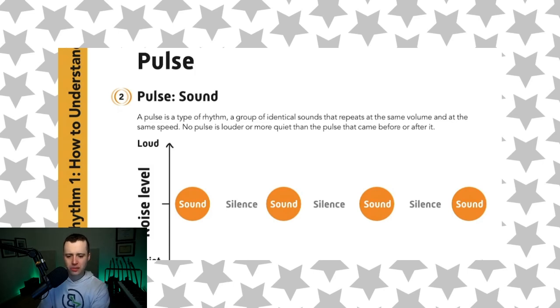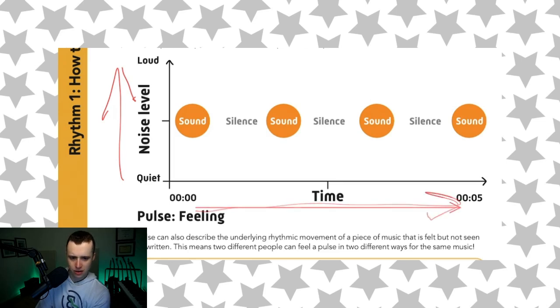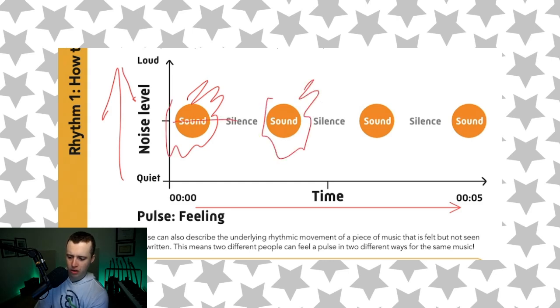And we can see from this nifty little graphic here that sure enough, we can see noise levels here. This is talking about how loud something is. We can see time here. This is talking about how long we are listening to this for. And then we have our sounds and then silences, sounds, silences. We can see that all these sounds are exactly the same, and they have the same amount of space between them, and they're all exactly the same loudness or the same volume. Let's listen to the example of a pulse.